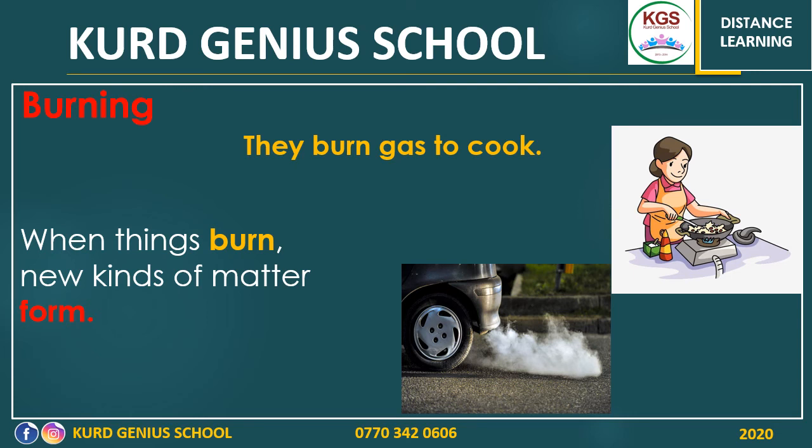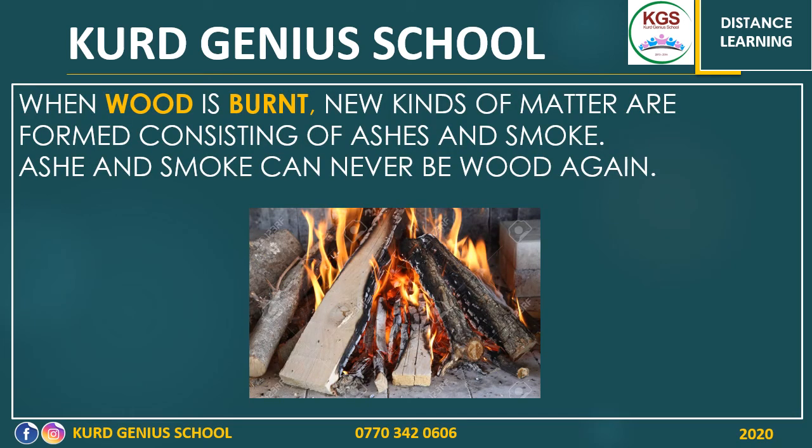Burning. People burn lots of things every day. They burn gas to cook. For example, when your mom cooks at home, she uses gas to cook. And also engines of cars and buses burn fuel to move. So when things burn, new kinds of matter form. Also, when wood is burned, new kinds of matter are formed, consisting of ashes and smoke. Ash and smoke can never be wood again, so you cannot change ash and smoke back to wood.